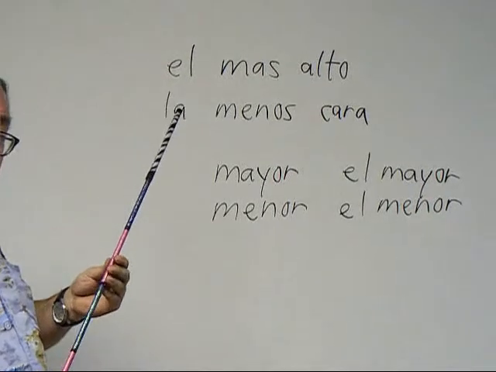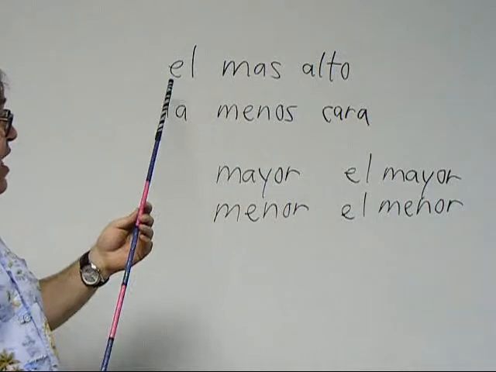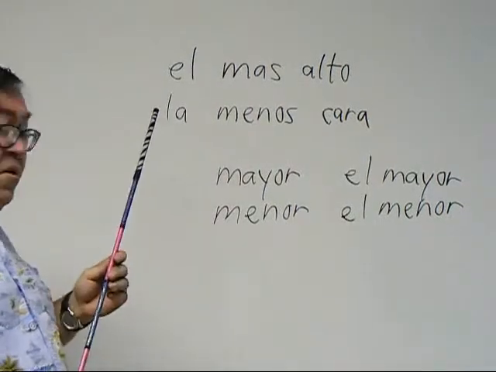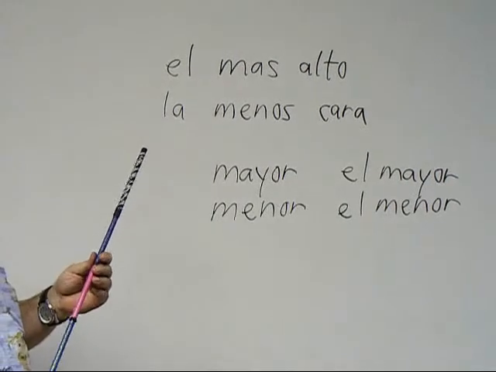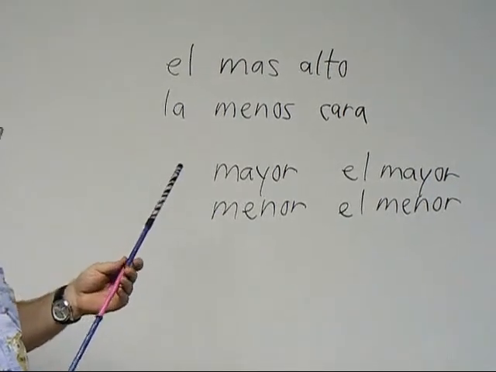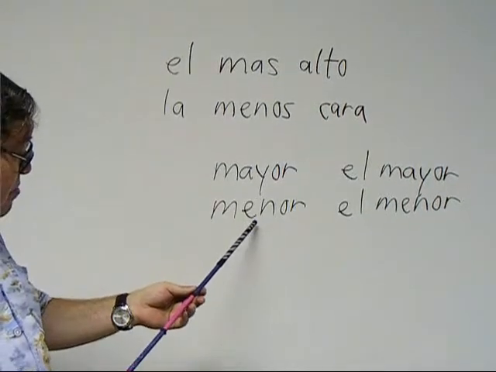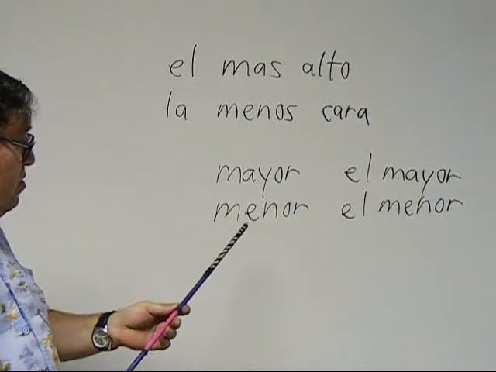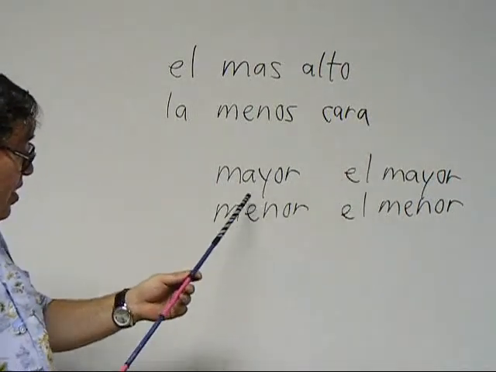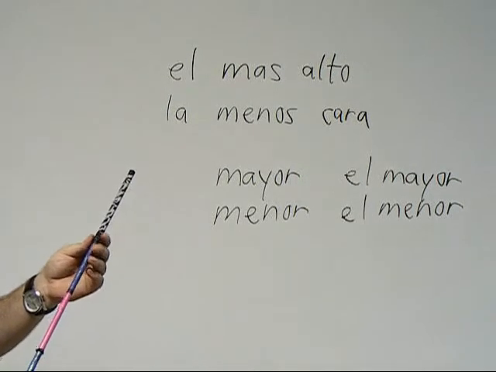So basically the superlative is a comparative form with a word for the stuck in front of it. El más alto, the tallest. La menos cara, the least expensive. Okay. Now there are a couple of other vocabulary words that also come into play here. I have two basic comparative words, mayor and menor. Older, younger. El mayor then would be the oldest. El menor would be the youngest.